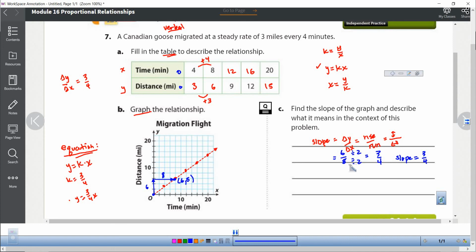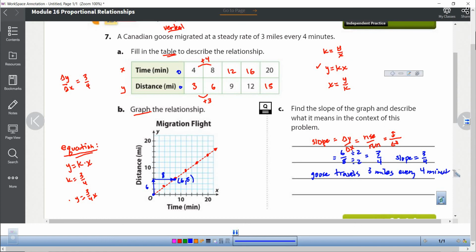And describe what that means in the context of this problem. Well, guess what it means? It means exactly what it says right here. A Canadian goose migrated at a steady rate of 3 miles every 4 minutes. So the goose travels 3 miles every 4 minutes.